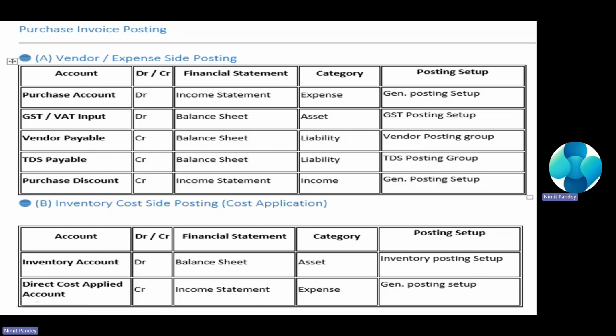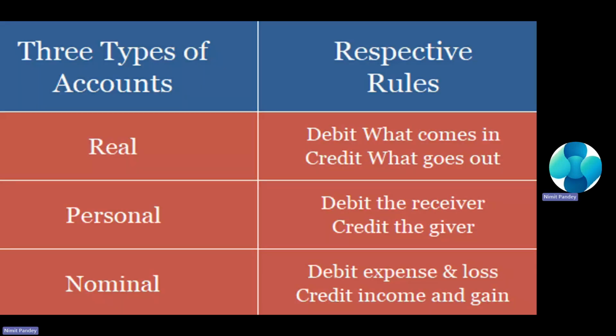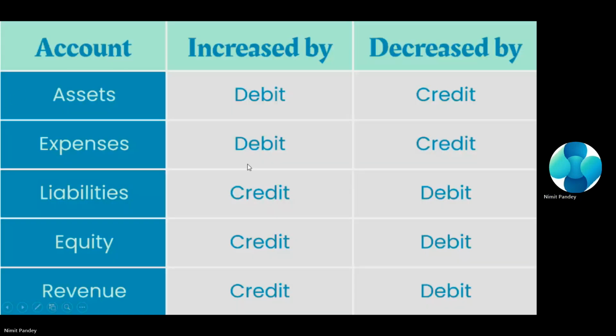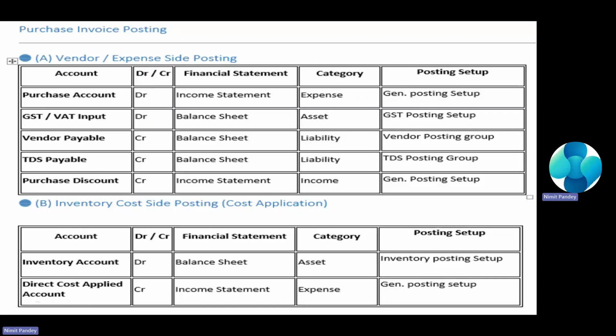And you can learn it another way also. The purchase account is an expense and vendor payable is a liability. Whenever a liability increases, it is credited, and whenever an expense increases, it is debited. So you can learn in both ways.